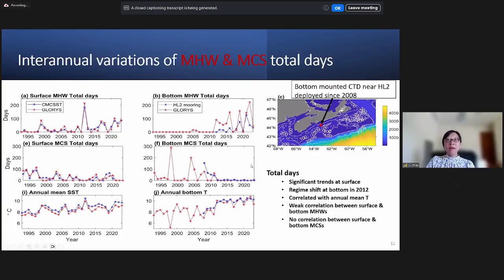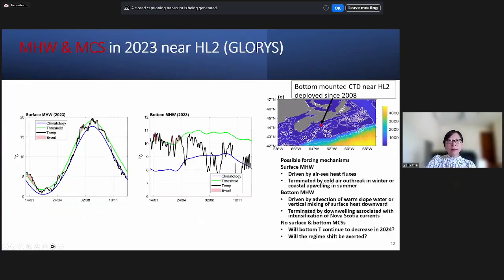And again, this is probably caused by different forcing mechanisms. One of the requirements in this state report is to include 2023 data, so here I just want to show you the surface temperature in 2023. You can see there is a warm event in January, and this is caused by extremely warm air temperature in January. Then this event was terminated by a cold air outbreak identified by my colleague, Mike Casey.